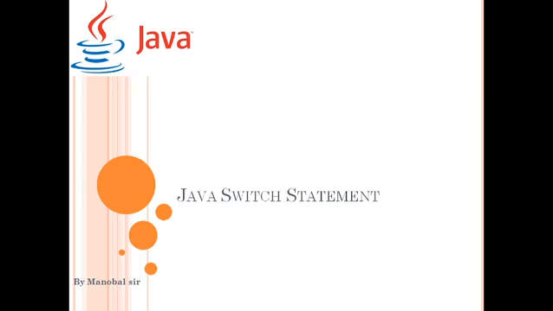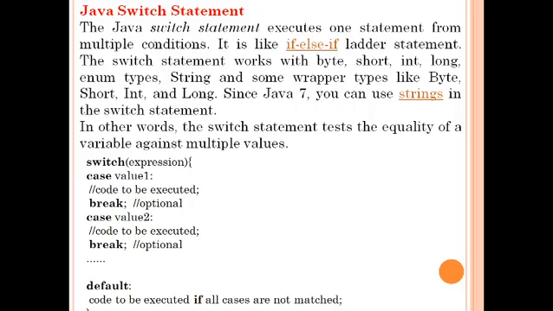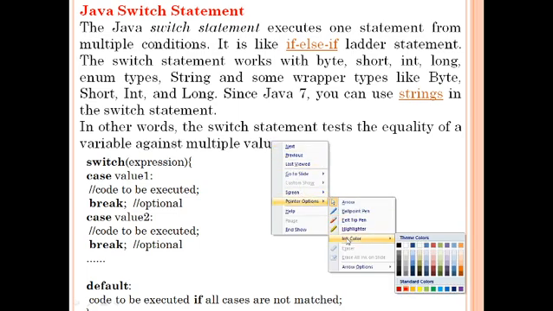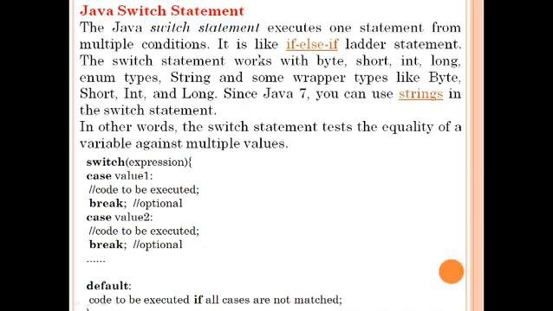which is used to give multiple values or multiple conditions. So simply you can say that the Java switch statement is a statement which executes one statement from multiple conditions. It means multiple options will be there, but only one option will be executed at a time.